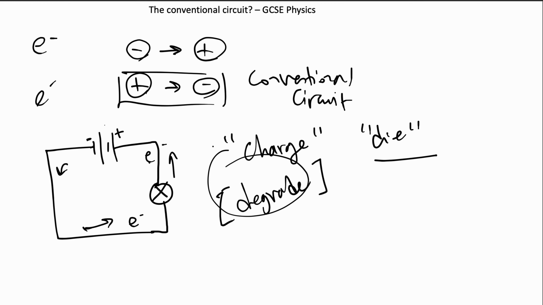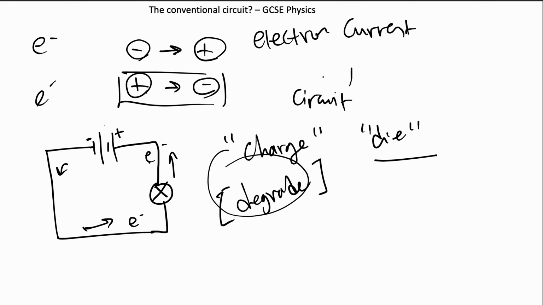So, back to our conventional circuit. Electrons do move from negative to positive, and we call this type of current the electron current, because this is what it theoretically should be. But we have something called the conventional current, and nowadays we don't even call it the conventional current. It is just the current, because this has just become our default. The conventional current is our default, despite not being the actual way the electrons move.